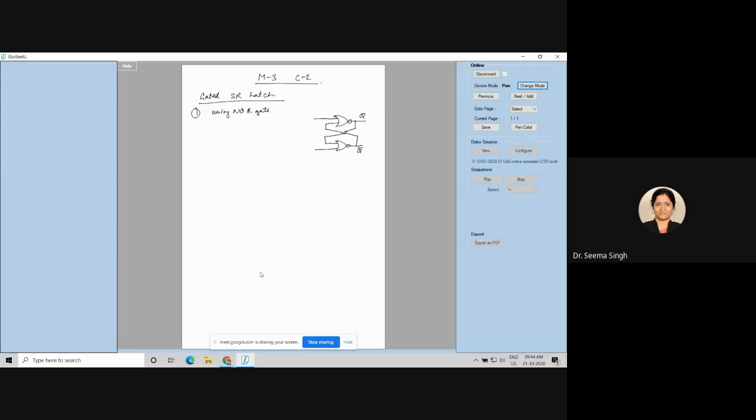If I enable it low, it will not work. If it is an active low enable signal, it means if I make it 0, it will work. If I make it 1, it will not work. So a gated SR latch is nothing but controlling it, or having an enable input. So how do we do that?